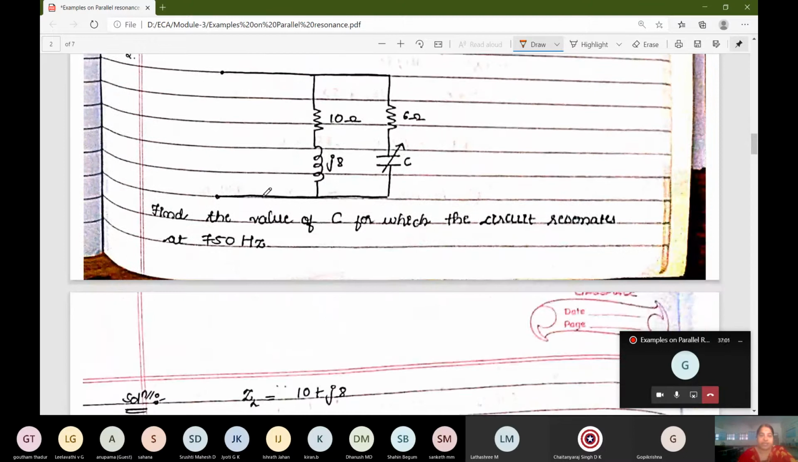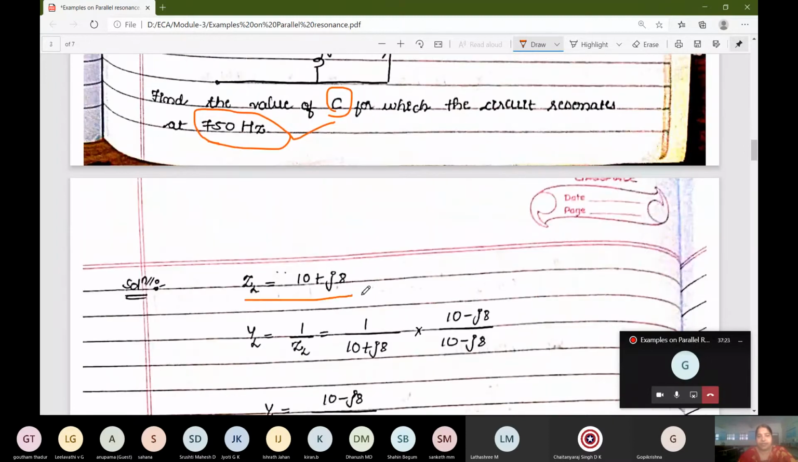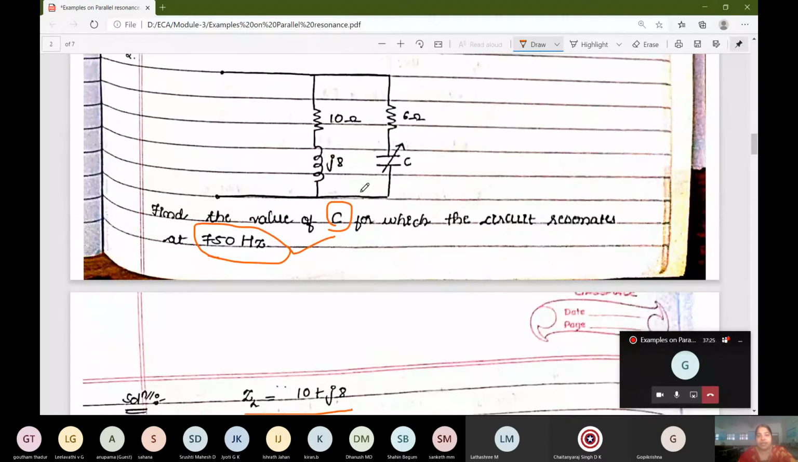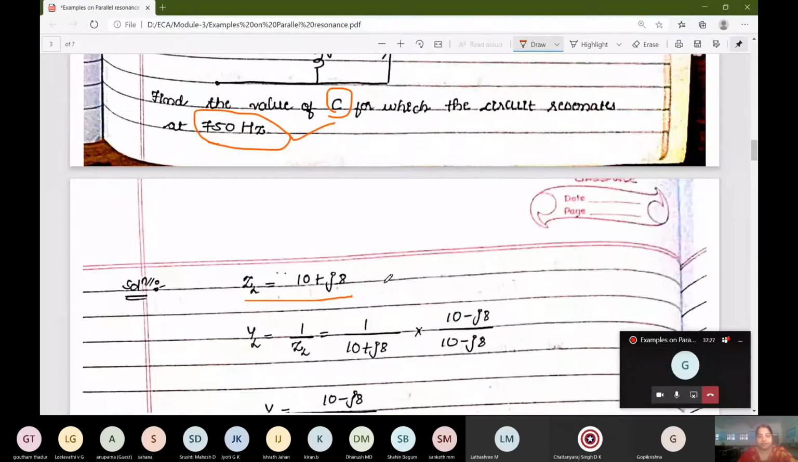So we'll see the same steps for the second example. Here find the value of C for which the circuit resonates at 750 Hertz. This is the frequency they have given here. First they had given omega, now they have given 750 Hertz. You have to find the value of C. So go with the same steps. First write the impedance. It is 10 plus J8.